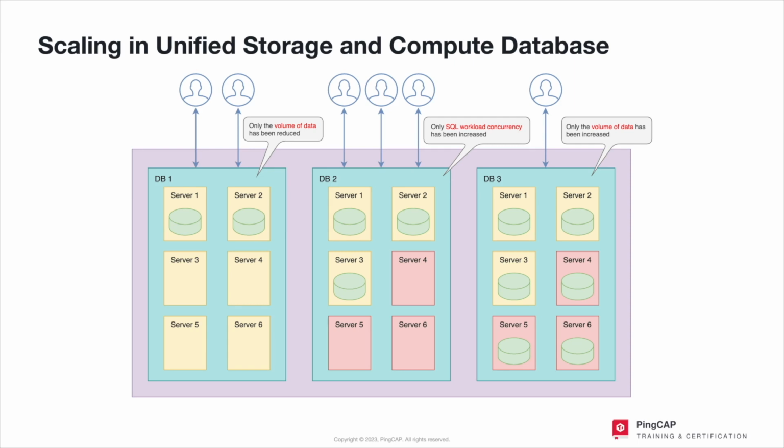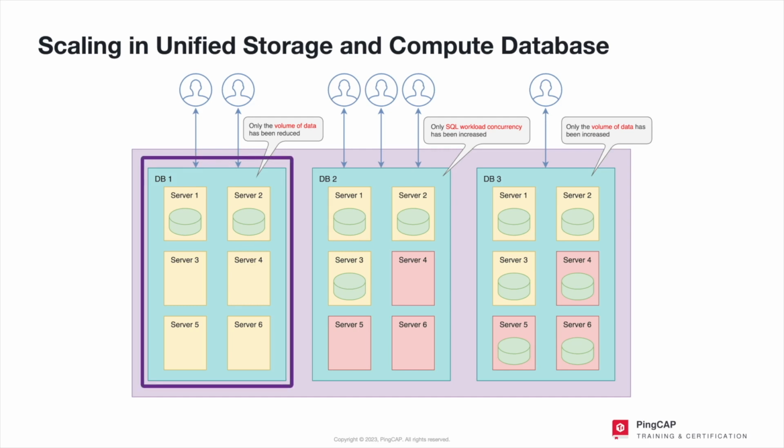Before we begin, let's define unified storage and compute. It's right there in the title of the slide. It's pretty simple. Unified storage and compute means that compute and storage live on a single machine. They aren't separated in modern databases like TiDB. In the diagram, tenant D1 has reduced its data volume via data optimization. Its concurrency has not changed, and the load from SQL statements remains the same.